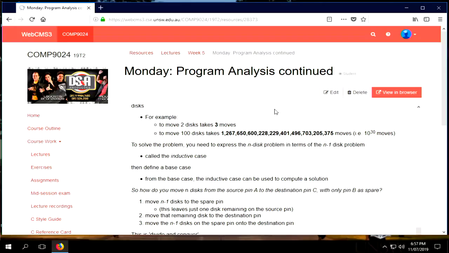And if you solve 1, then you've got 2. You've got 2, you've got 3, you've got 3, you've got 4. So really this simple 3-step process, moving n-1 to 2, moving 1 to 3, then moving n-1 from 2 to 3, is the solution to the problem. And it gives you, in beautiful mathematical form, the complexity too.